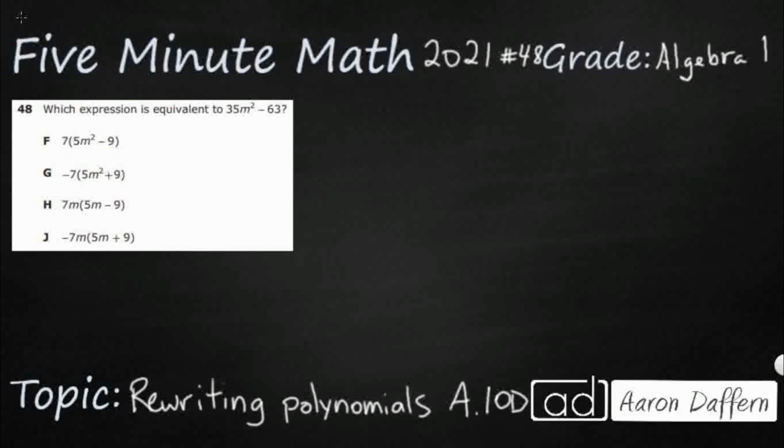So we need to find an expression that is equivalent to 35m squared minus 63. When we see this, this is actually a binomial, a term that means it's an expression with two different terms in there, right? That's that prefix bi. And whether or not we immediately think of it, we should be thinking, can we use the distributive property? Because that's what's going to help us rewrite this expression into something that is equivalent.